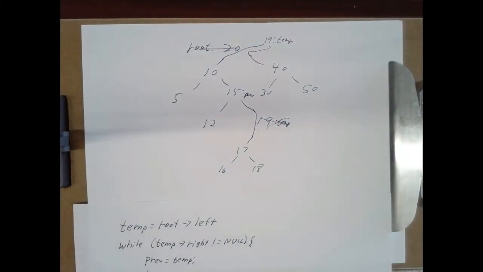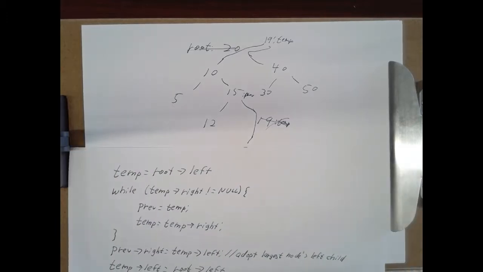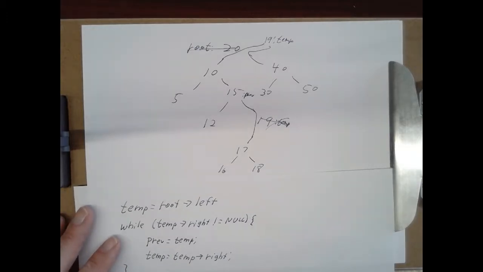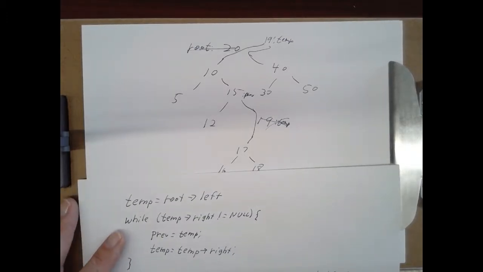Yeah? Alternatively, could you change the data of root to equal temp's data and then free temp in the end? You can, but I don't want you to do that. The idea is that the data itself might be something more than just an integer. It might be a linked list or a big long thing. So I want you to actually practice moving the nodes and the things they point to.